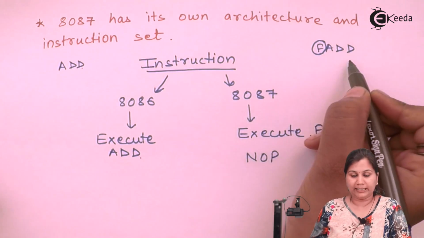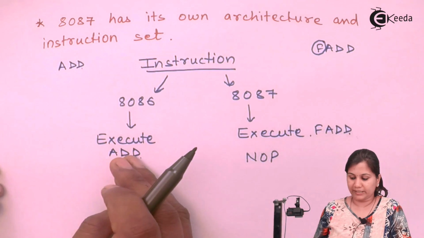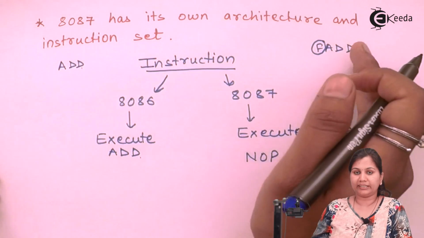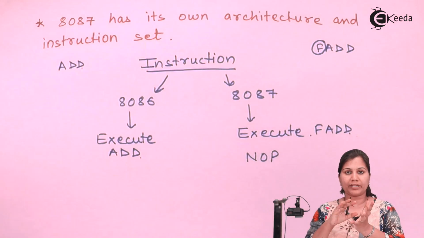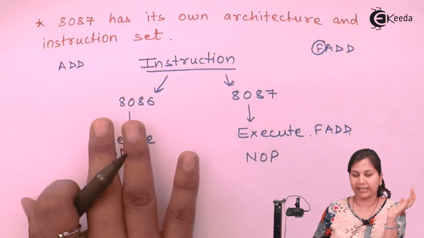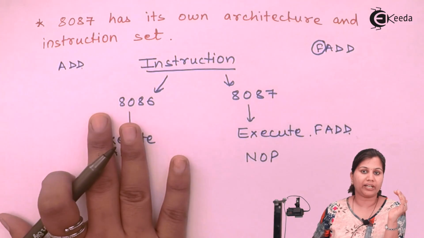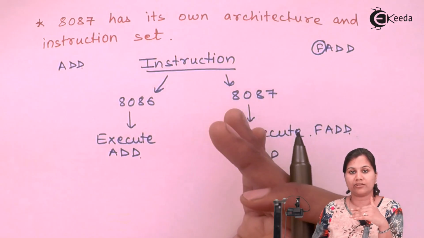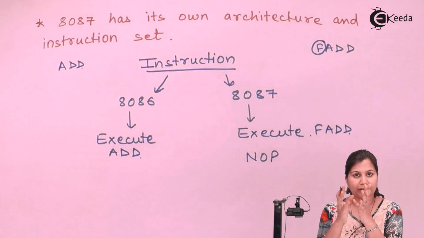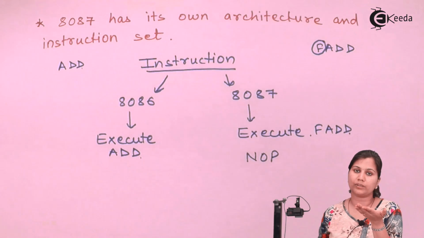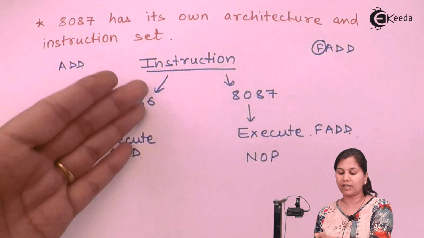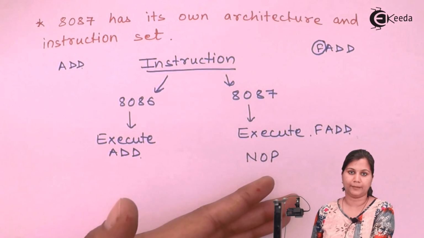Suppose that FADD is encountered by the 8086. The 8086 identifies that it has the prefix F, so it will treat that instruction as NOP. So instructions of the 8087 will be treated as NOP instructions by the 8086, and instructions of the 8086 will be treated as NOP instructions by the 8087. In this way, they differentiate between the instructions and execute those instructions. This is how the processor works in association with the coprocessor.